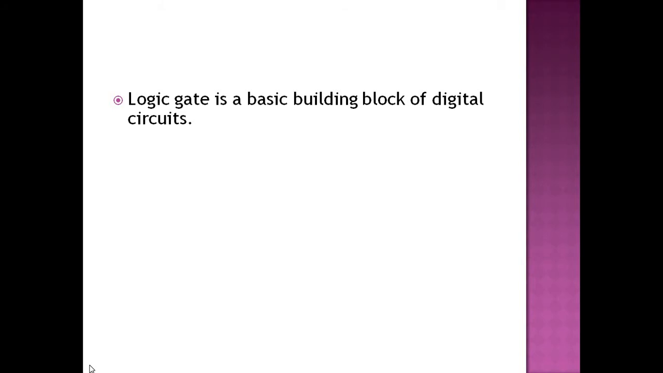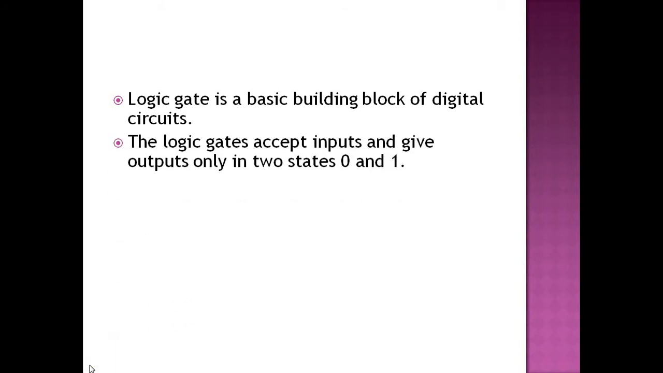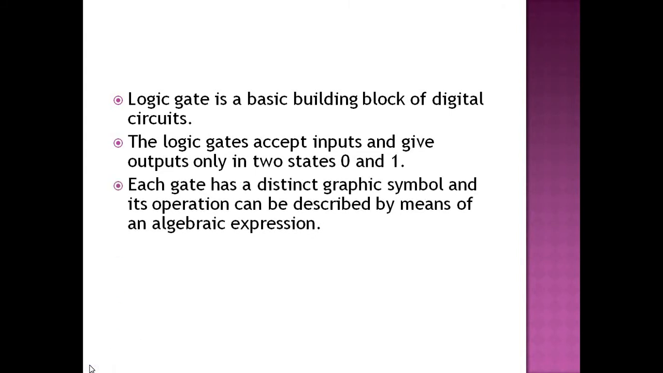A gate receives binary inputs and produces output which depends upon the input and the function intended for it. For simplicity, in designing and understanding of digital systems, each gate is assigned a symbol. There are many types of symbols depending on the function they perform. Logic gate is a basic building block of digital circuits. The logic gate accepts inputs and gives outputs in only two states, 0 and 1. Each gate has a distinct graphic symbol and its operation can be described by means of an algebraic expression.